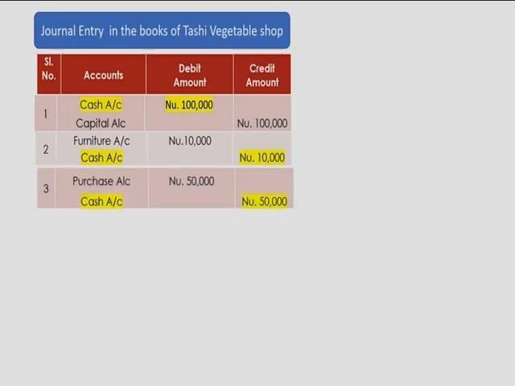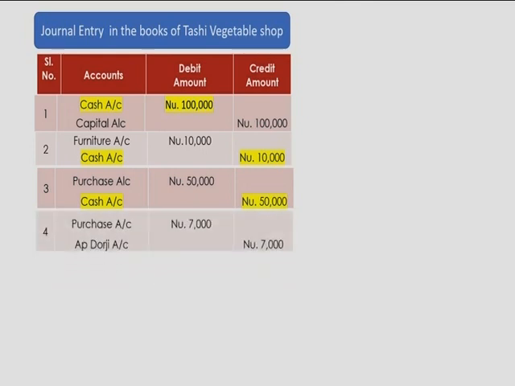Then third one, purchases account debit, cash account credit. He purchased vegetables by paying cash, so cash is going out. Purchases is expenses, expenses are increased. When there is increase in expenses, they are debited. Cash is an asset account. When there is decrease in asset, it is credited. See how we have applied the rules of debit and credit. We can use either traditional or modern approach in identifying debit and credit item.